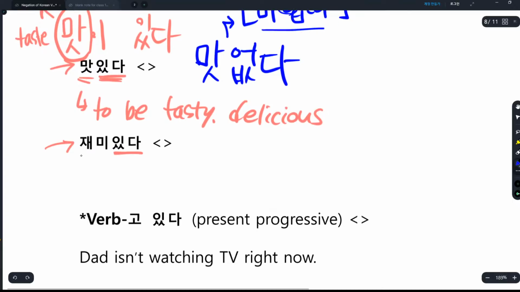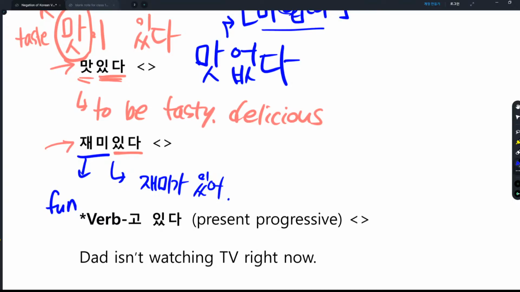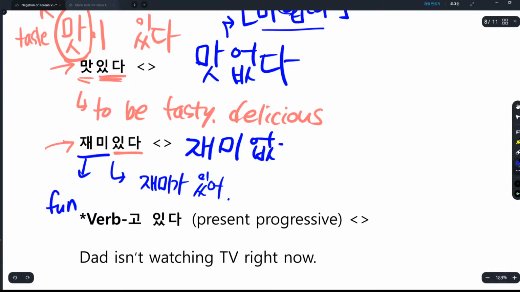And 재미있다. 재미 is a noun that means fun. So this is kind of an abbreviation of 재미가 있다, for fun to be there or to have fun. So if you want to say something is not fun, not interesting, boring, you can say 재미없다.